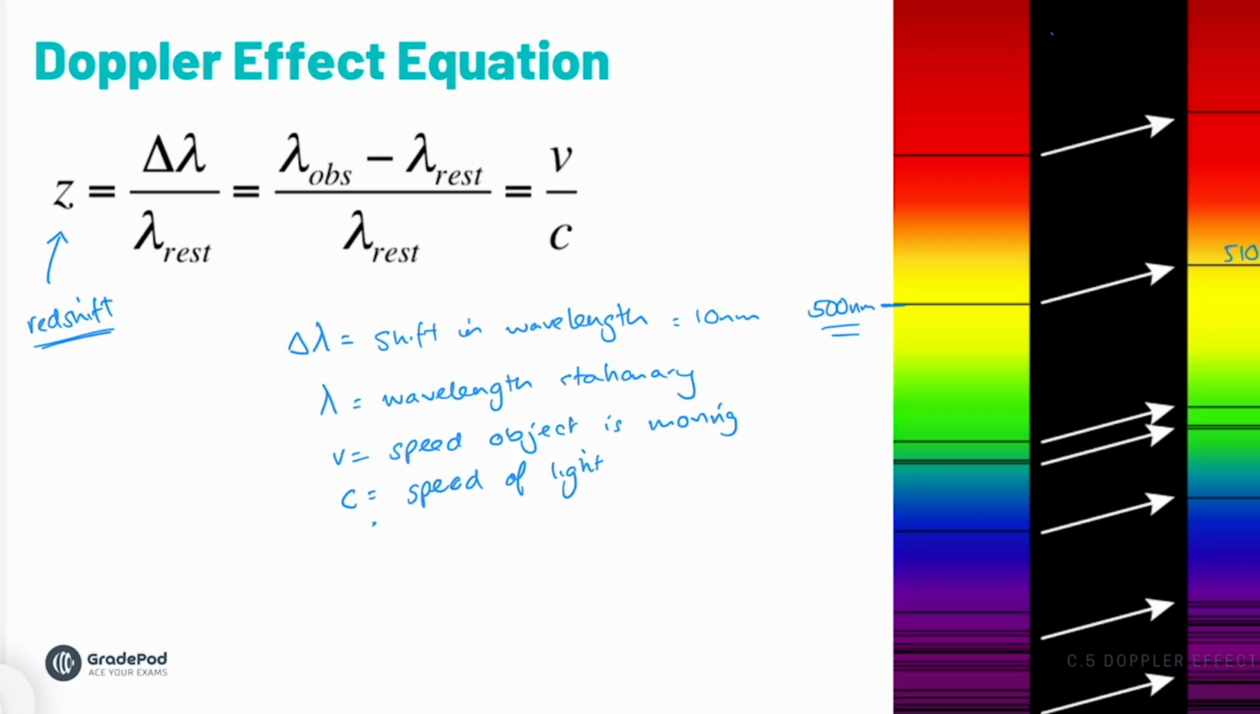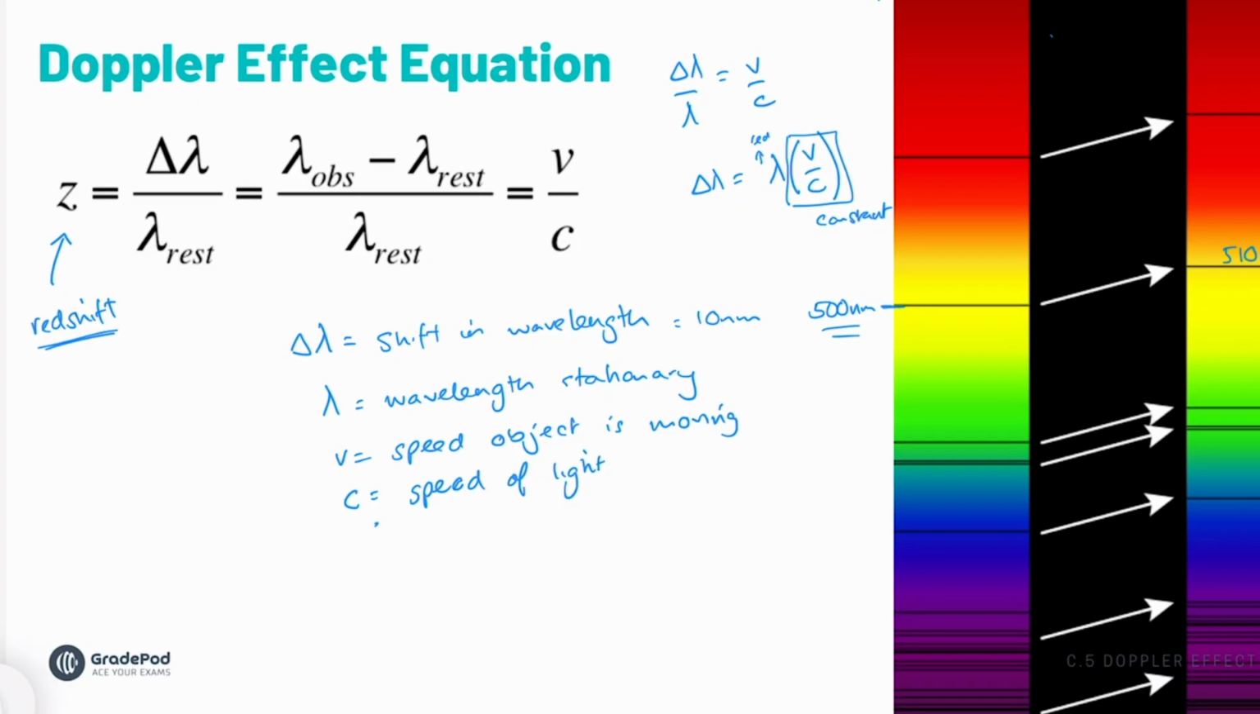One of the interesting things to note, if I take this equation and rearrange it slightly, and let's consider, for example, a distant galaxy. Let's say a distant galaxy is moving away with speed v, and c is the speed of light. So this factor here is a constant if the galaxy is moving away at the same speed. That means as the wavelength of the spectra increases, i.e. goes towards the red end of the spectrum, we should expect the change in wavelength to be bigger.